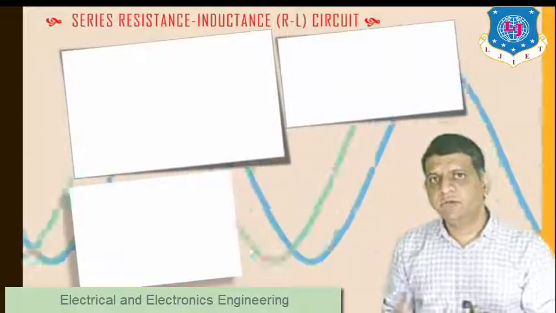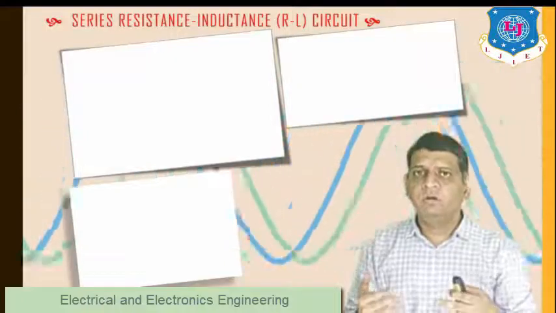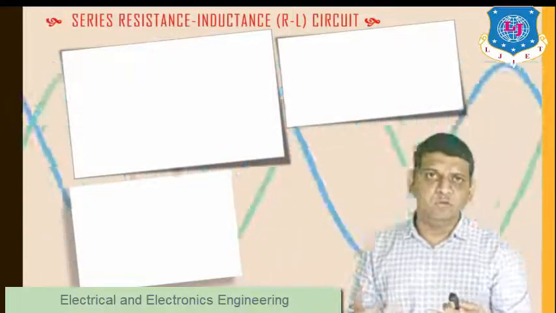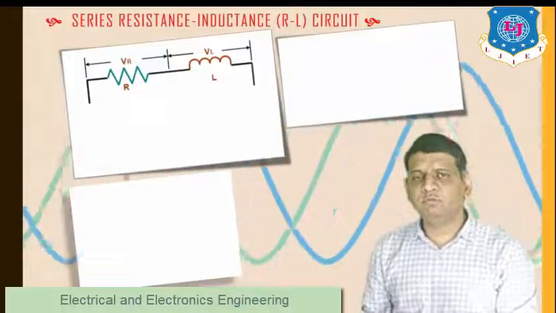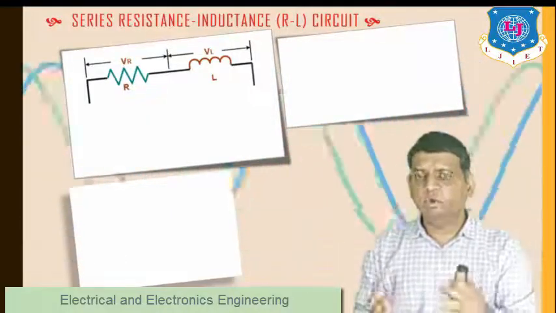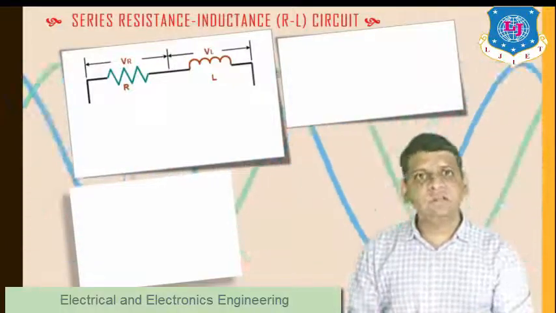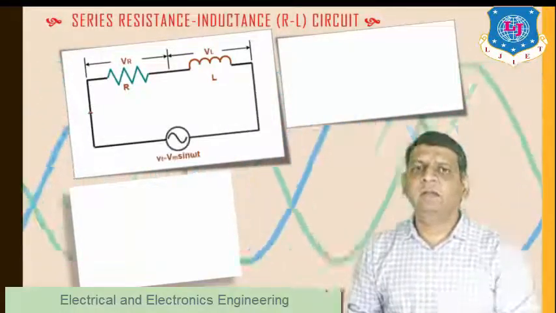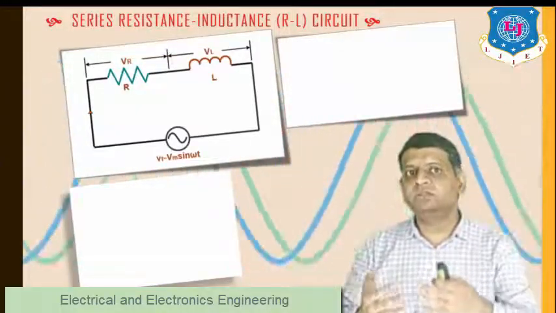Since here we are going to combine resistance and inductor in series, that is a little bit confusing. So let's first discuss a series combination of resistance and inductor. The voltage across the resistance is VR and the voltage across the inductor is VL, where we apply the AC sinusoidal signal v(t) equals Vm sin omega t.